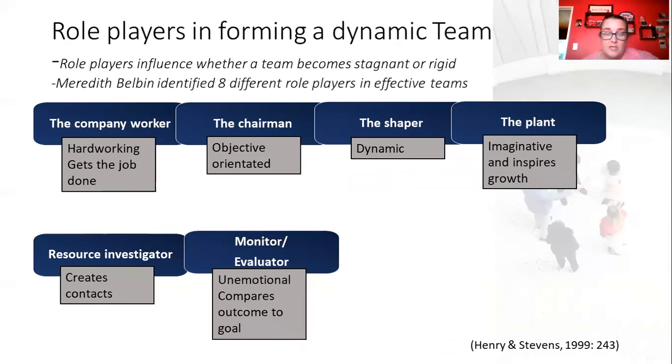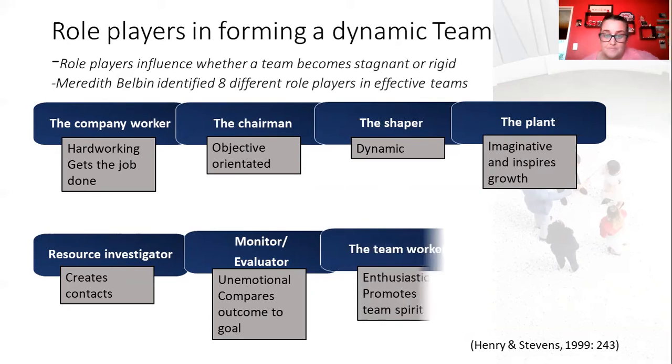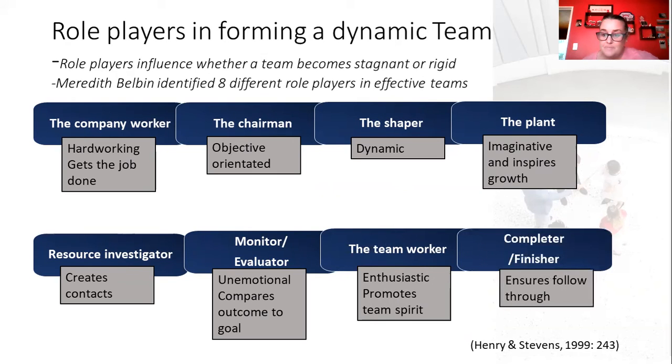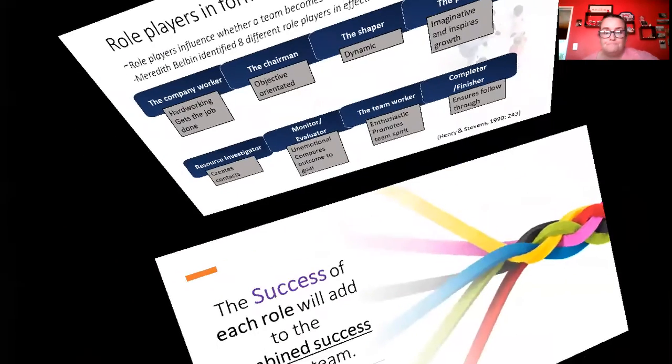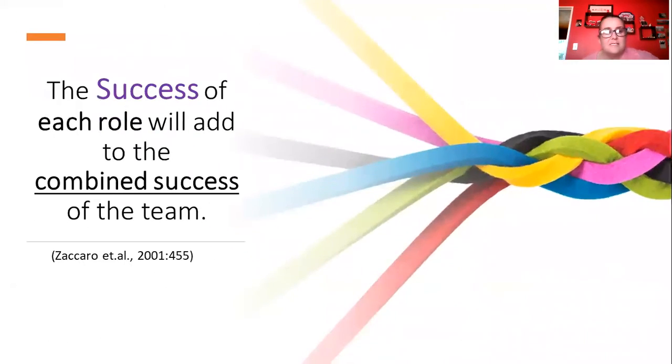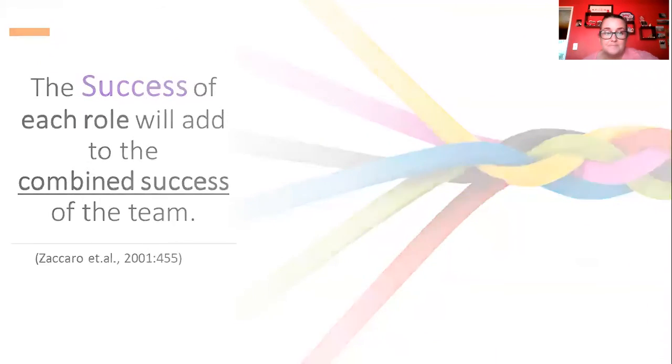The monitor or the evaluator. This individual is unemotional and compares the outcomes to the goals. The team worker. This person is enthusiastic and promotes team spirit. The completer or the finisher ensures follow through and the task is completed to all satisfaction. The success of each role will add to the combined success of the team in totality.